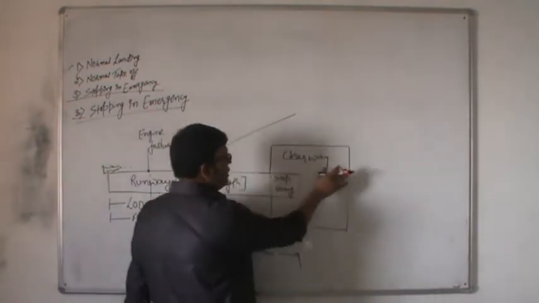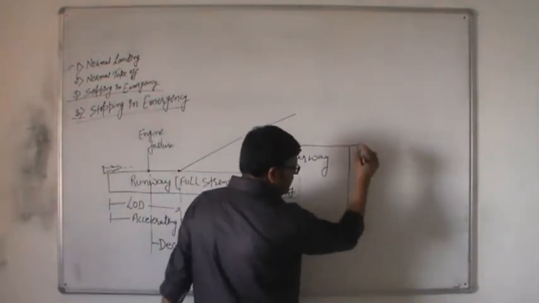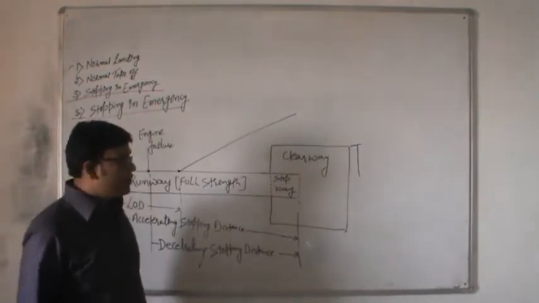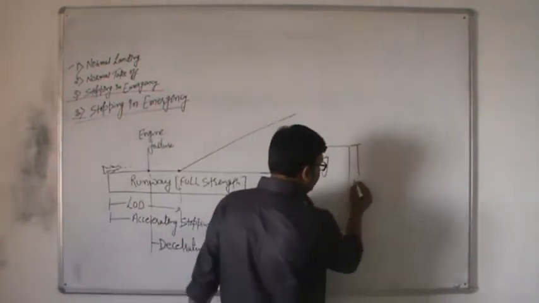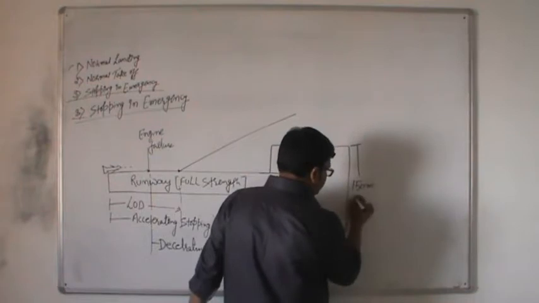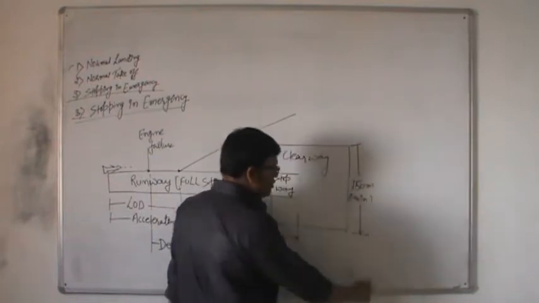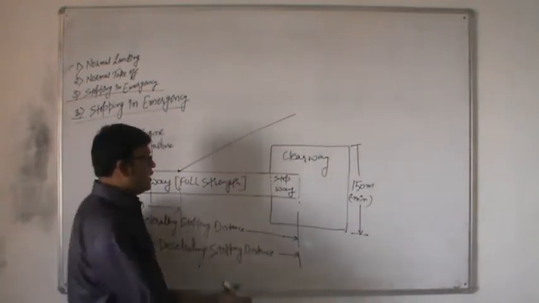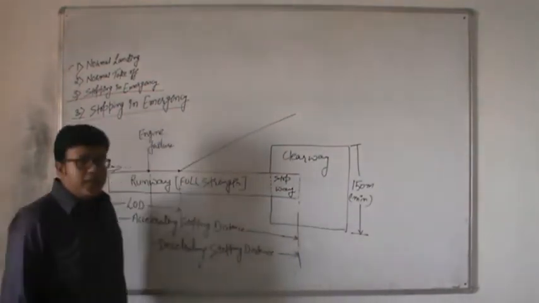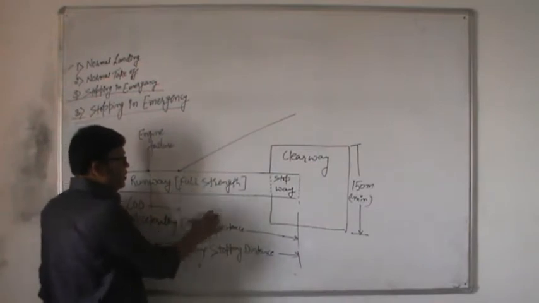We have already provided the clearway. We have to know that the width of this clearway should be a minimum of 150 meters, the same as the normal takeoff criteria. This should be a minimum of 150 meters. Here we have provided the stopway. The strength will be that of the full-strength runway.